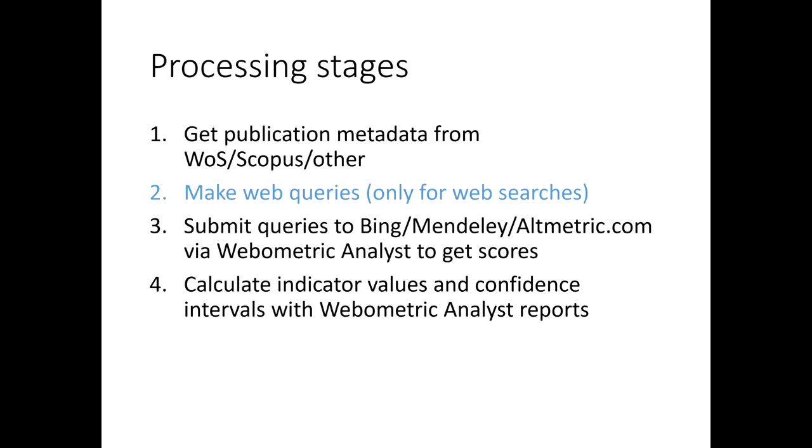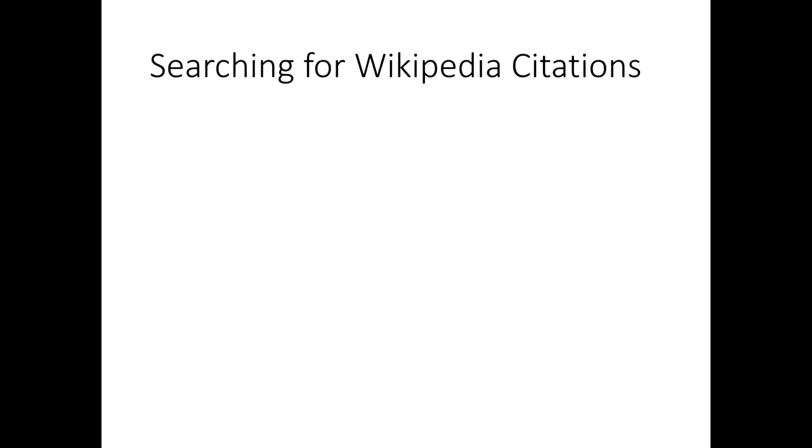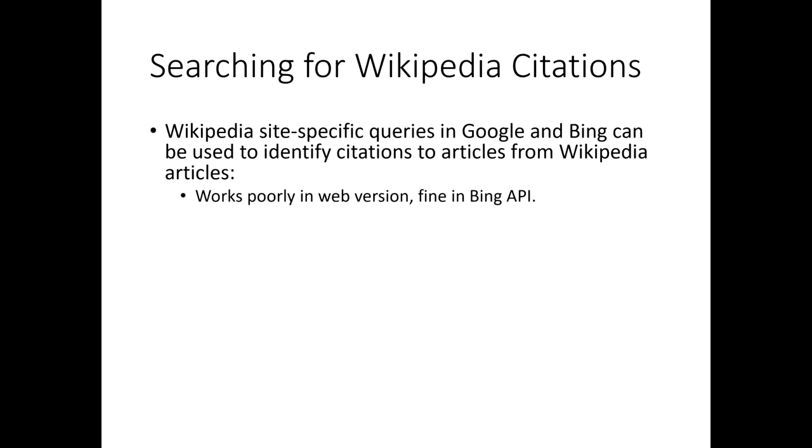First stage, making the web queries. We're going to search for Wikipedia citations. We're going to use a Wikipedia site-specific query, and in Google and Bing, these can be used to identify citations to articles from Wikipedia articles. If you try this in the web version of Bing, it doesn't work very well, but in the Bing API, which we're going to use, it does work well. But you will need to test this if you're going to use this for an evaluation, because search engines change periodically. So by the time you try it out, it might no longer work in the Bing API.